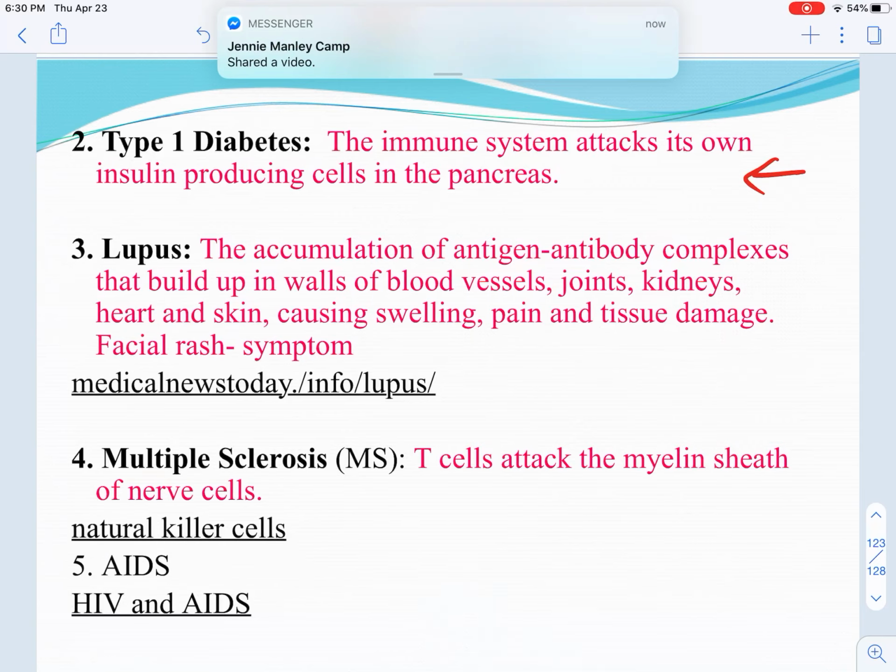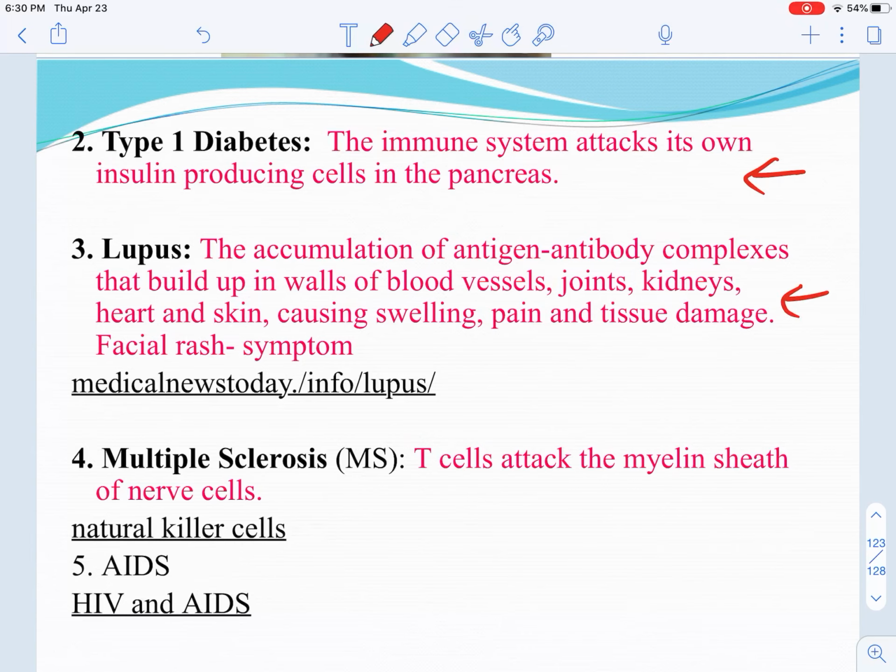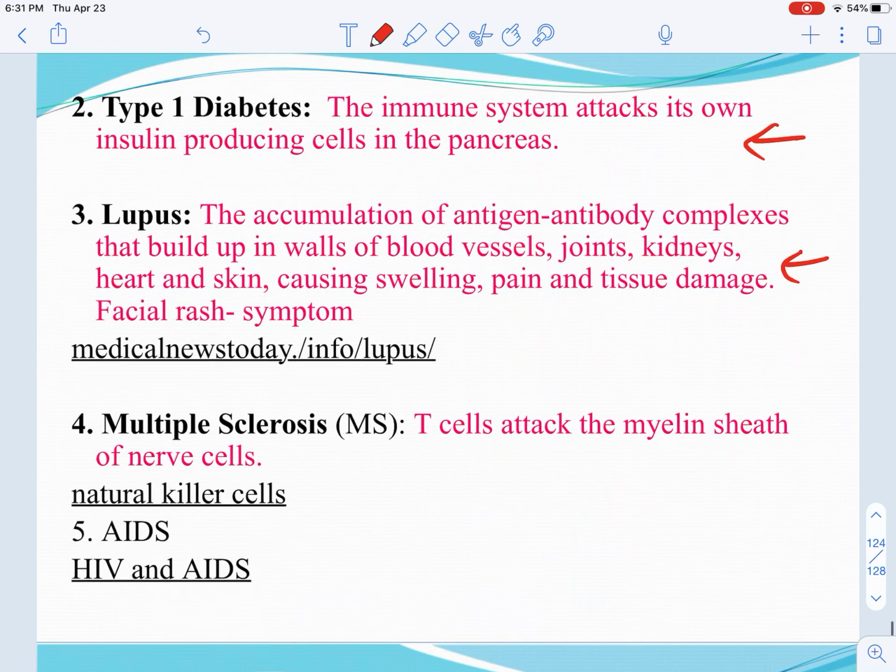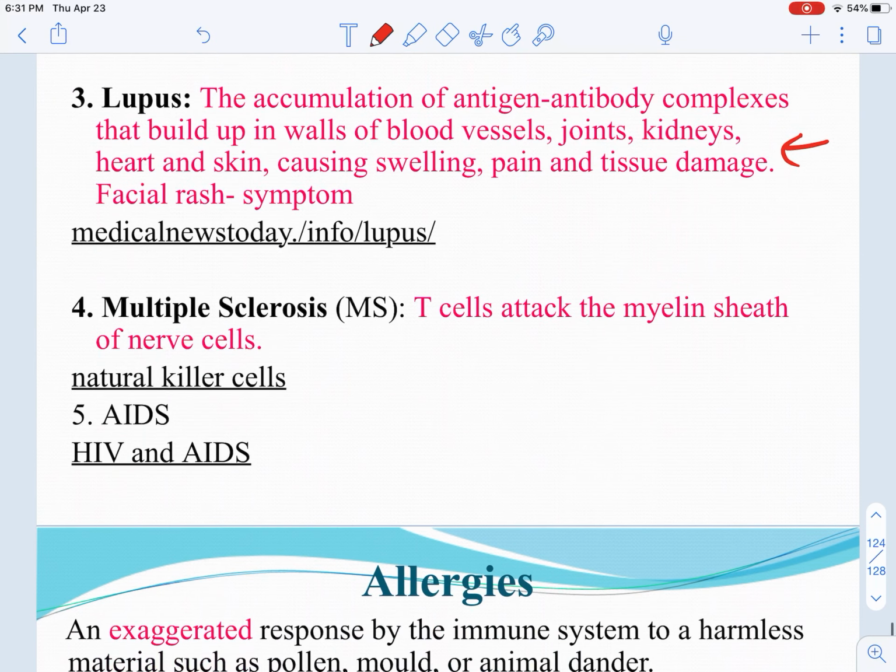Lupus is one of those hard to pinpoint disorders because of so many different body organs being affected. So the pain and swelling in different parts of the body, rashes, eventually when they realize that it is lupus and get it diagnosed, they have to treat it as the immune disorder that it is, with, again, your immune system attacking those tissues. Another one is MS.